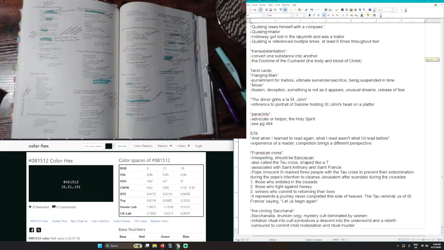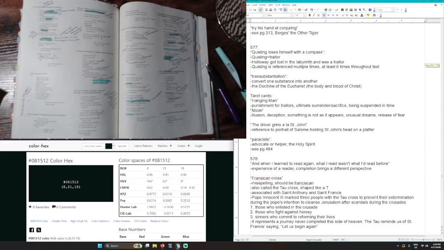Okay, on to page 577 here. Another reference to Quisling. Quisling loses himself for the compass. Quisling's a traitor. Holloway got lost in the labyrinth. Because you get lost without direction, and he was a traitor. And as I said before, Quisling was referenced at least 6 times throughout House of Leaves.